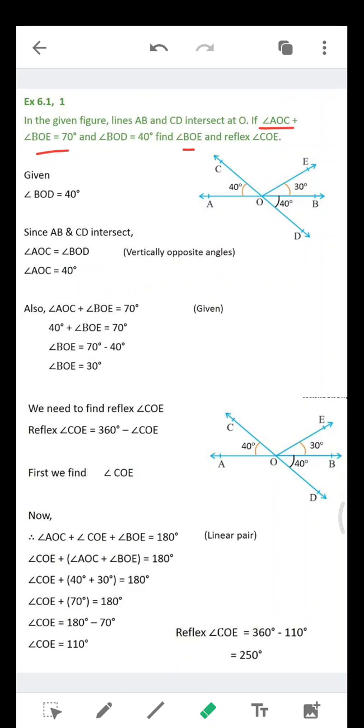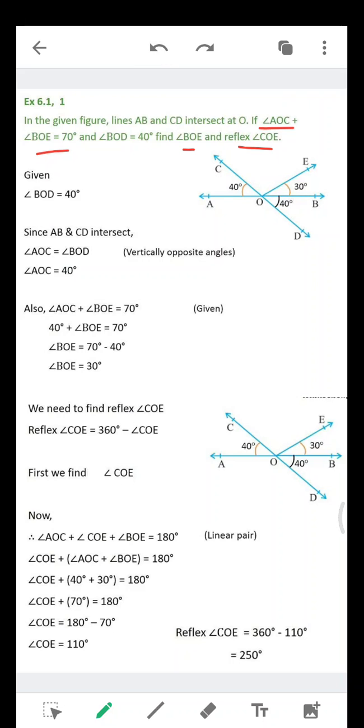Now let's continue. We have to find the reflex of COE. What do we have to find? The reflex of COE. For that, we should first find the measure of COE. COE is this angle. Can you see here? This is your angle COE. So we should first find COE, then we can find the reflex of COE.